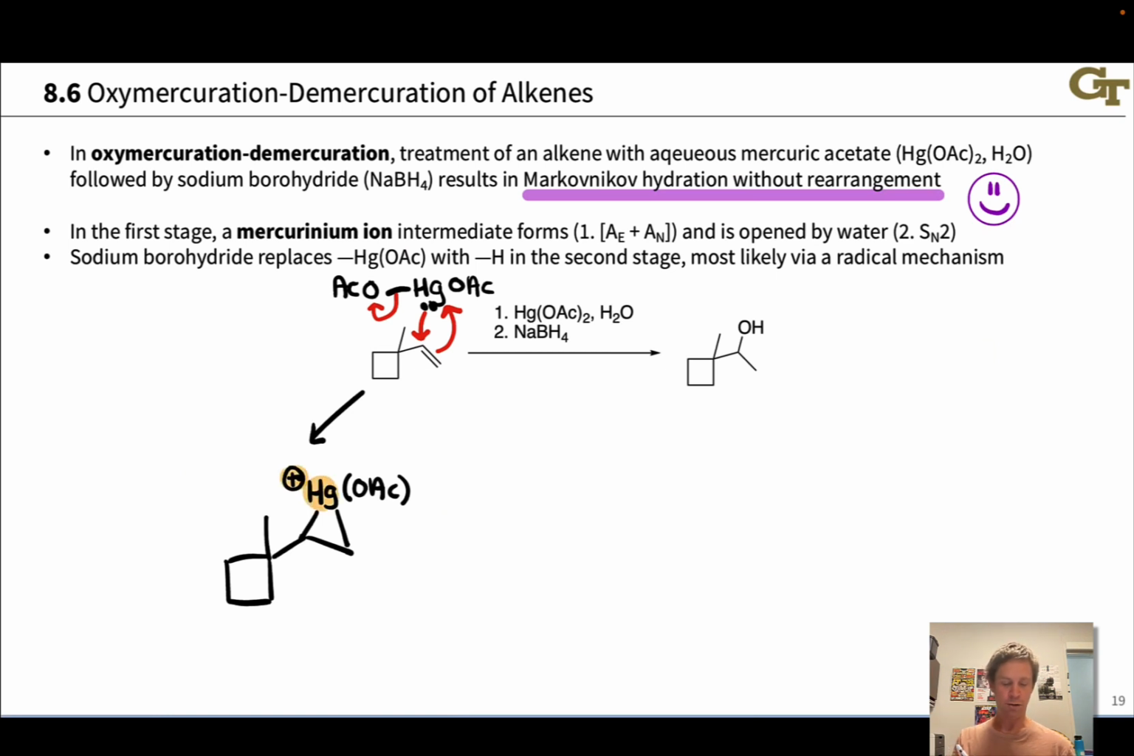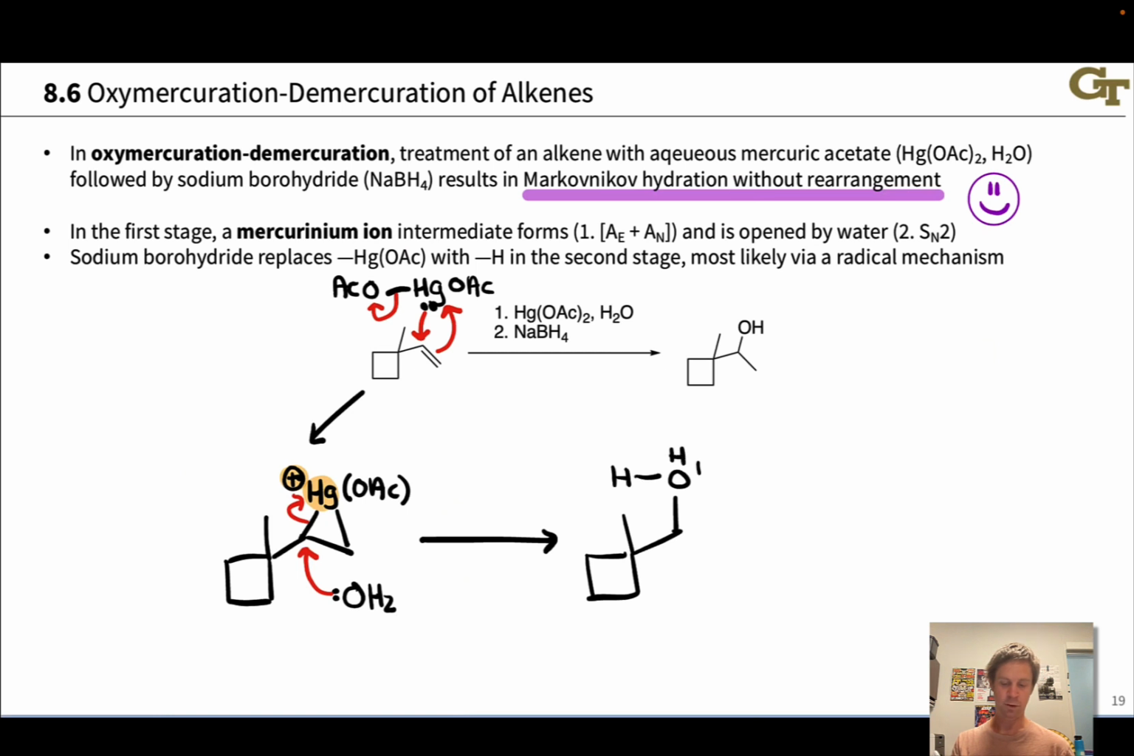And this is where water enters the picture. Water enters the picture now and attacks this so-called mercurinium ion, which is the name of this cyclic structure here, at the more substituted position. This is the position with greater partial positive charge because it is more substituted, and this leads to the formation of a carbon-oxygen bond at that more substituted position, which is what we wanted, right? This is Markovnikov regioselectivity with the nucleophile attacking at the more substituted position. So we'll end up with water here.